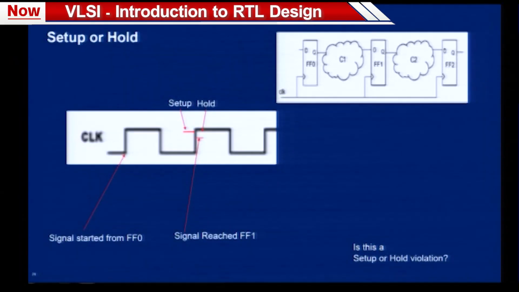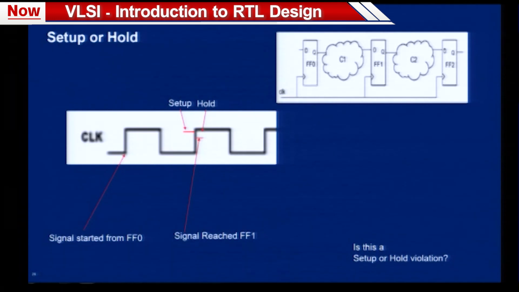Consider this circuit that we are showing at the top right side, and there is a clock which is coming in. Signal will start from FF0 and will reach FF1. FF1 should have a setup requirement and a hold requirement.